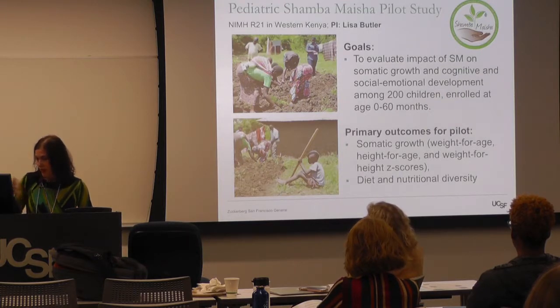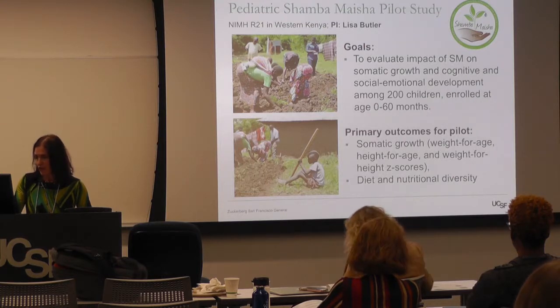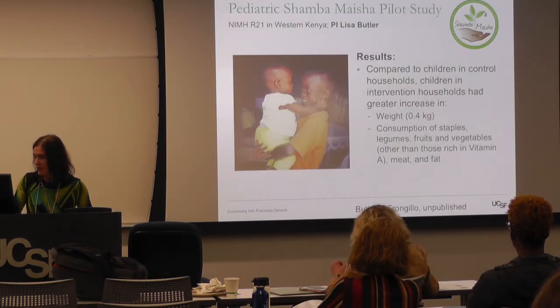So to the point about this intervention having multiple impacts beyond HIV, Lisa Butler led a parallel R21 study to look at the impact of this household-level intervention on HIV-affected children, looking at growth and development. The primary outcomes for the pediatric study were measures of somatic growth and diet and nutritional diversity. And hot off the presses, they found that compared to children in control households, kids in the intervention households had greater increases in their weight and in consumption of staples, legumes, fruits and vegetables, meat and fat.